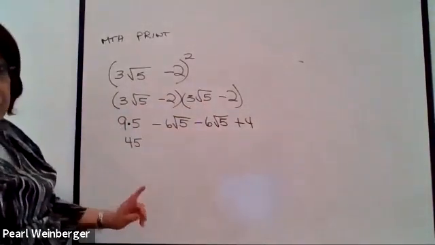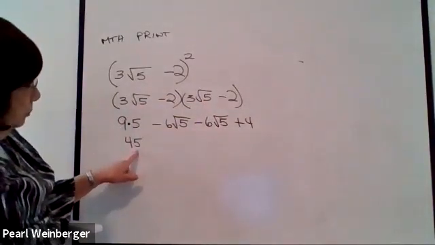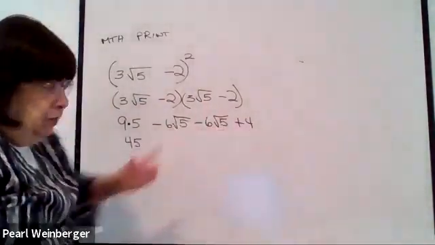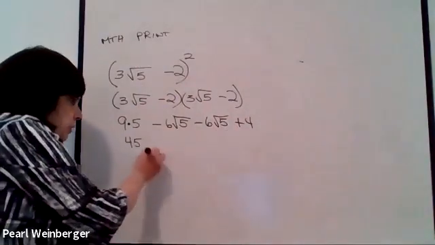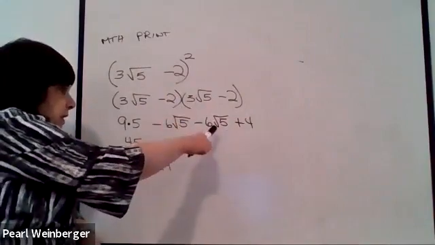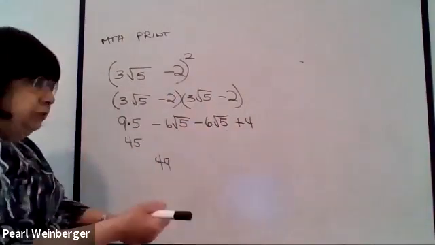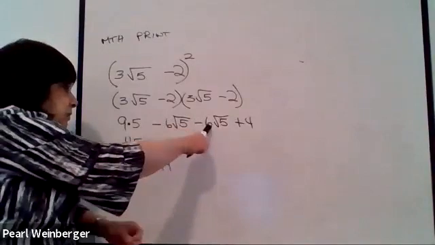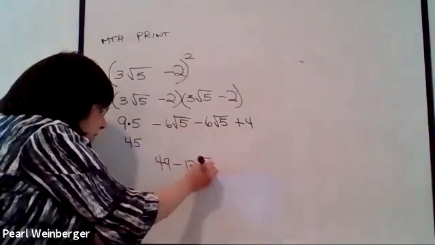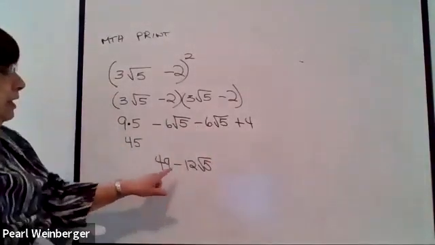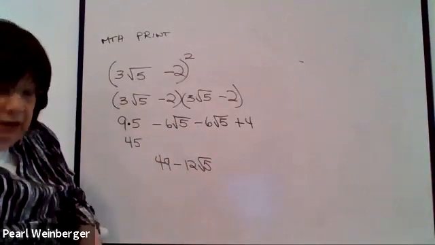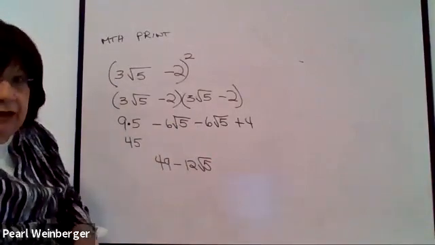And now I look for my like terms. Here's a 45 and the 4. Those are like terms because they don't have any radicals next to them. 45 and 4 is 49. And the negative 6 radical 5 and the negative 6 radical 5 are also like terms. I add the negative 6 and the negative 6, which gives me negative 12 radical 5. And here's my answer, 49 minus 12 radical 5. Any questions as to how to get that answer?